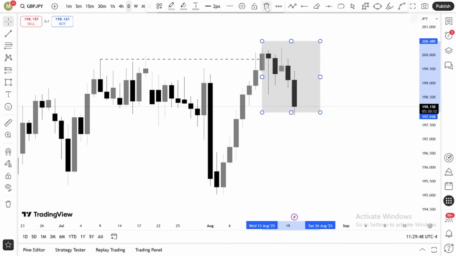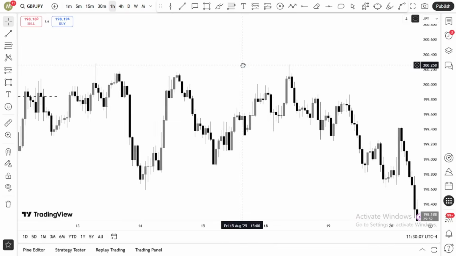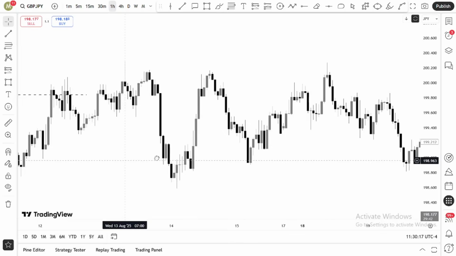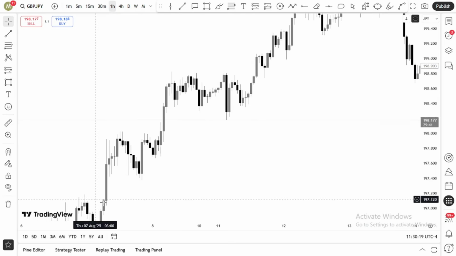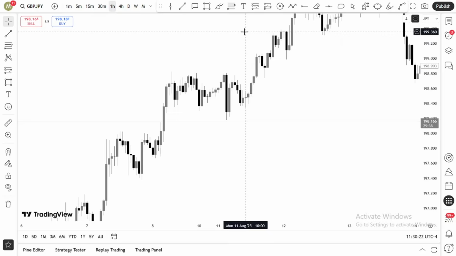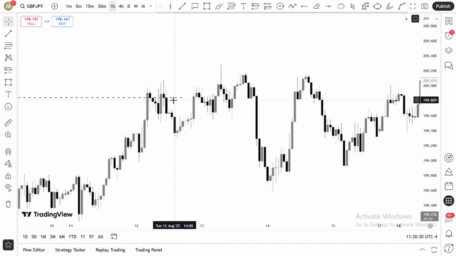So let's go down to the lower time frame. So this is the 1 hour time frame. The trend was an uptrend, as you can see. It was giving us a series of higher highs and higher lows. Immediately price took out liquidity here. Price started dropping to the downside.